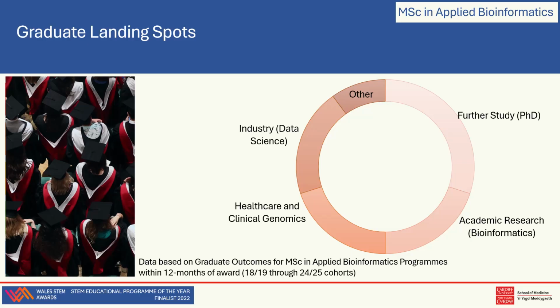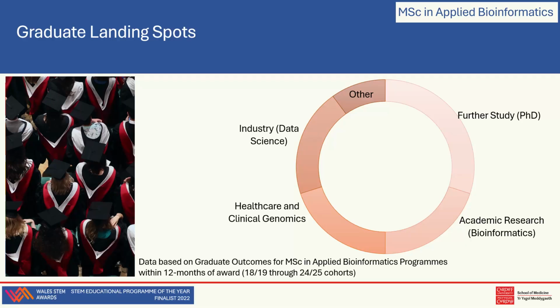Importantly, when you're thinking about doing a master's program, one of the things that you might ask is what kind of jobs do I get? And this is based on the previous Masters in Applied Bioinformatics programs, because as I say, this is a new offering. Looking at the cohorts that we have data for, our graduated cohorts from the 18-19 through to the 24-25 cohorts, over 90% of our students end up working in a role that I would describe as data science.